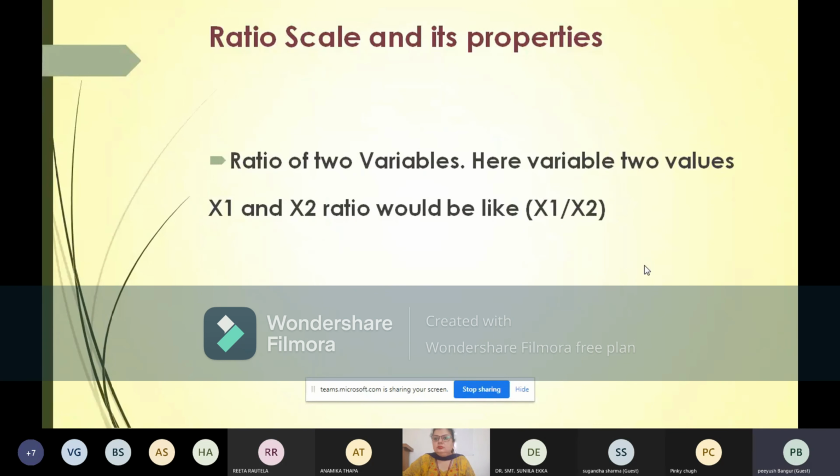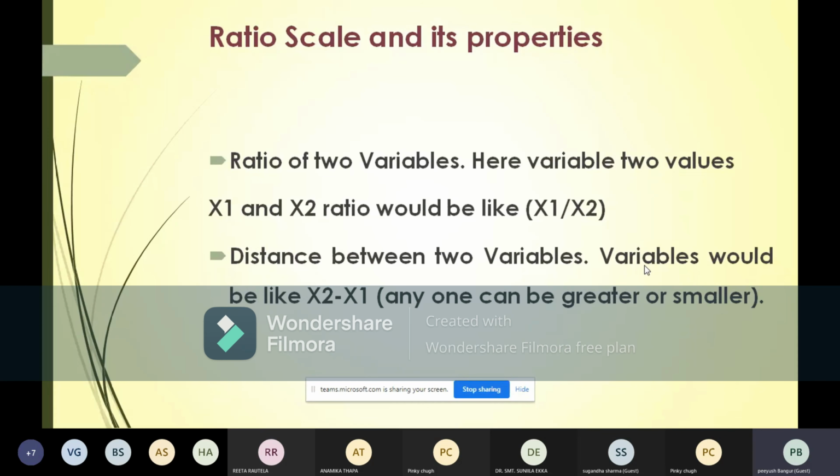Like here, two variable values x1 and x2, and their ratio would be x1 by x2. If we see the data in such a form, then it will be treated as best data, or we can say ratio scale data. If we are using data of such type, in the form of x1 by x2, then it will be treated as best data or ratio scale data.